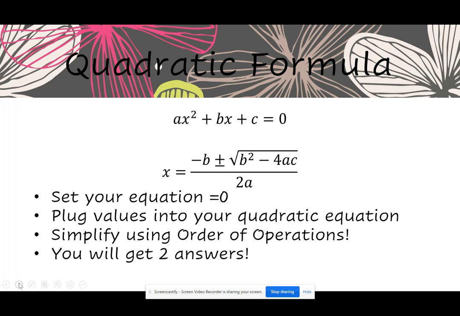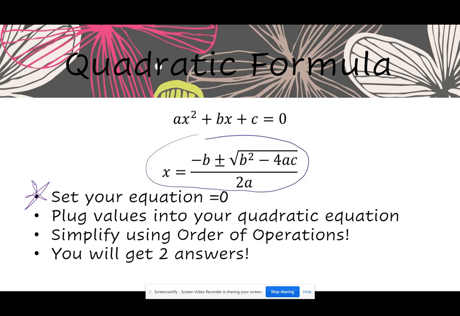So to start off, our equations are going to be in the form ax squared plus bx plus c equals 0. If they're not, our first step is to set them equal to 0. Then we're going to use these values, a, b, and c. Make sure you include the signs.